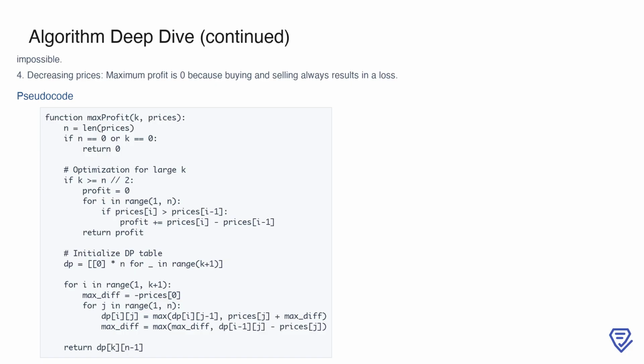For the general case, we initialize the DP table with zeros and iterate through transactions and days. Within the nested loops, we maintain and update max_diff while calculating the profit for each day using the transition formula. At the end of all iterations, the maximum profit with at most k transactions is stored in dp[k][n-1]. This structured approach ensures that the algorithm is both efficient and easy to understand, making it suitable for real-world applications where input sizes can be large.